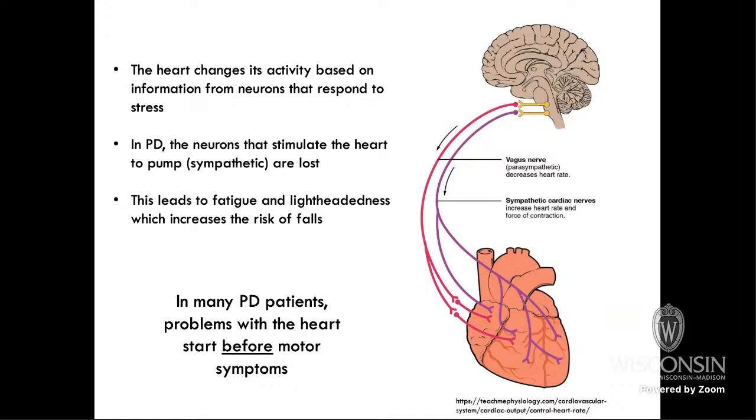And interestingly, like we talked about with some of the other non-motor symptoms of the disease, in many Parkinson's patients, the problems with the heart can actually occur before the motor symptoms even start. Patients won't know that these are contributing to Parkinson's disease often until they start to have the stereotypical resting tremor, often in the hand. But they might start to accumulate some of these non-motor symptoms up to decades before then.